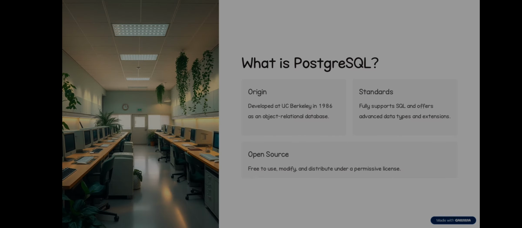What is Postgre? Postgre was developed at UC Berkeley in 1986 as an object relational database. It is an object relational database. Why is it object relational? Postgre combines features of relational databases, which use SQL for queries, with object oriented concepts like custom data types and inheritance.